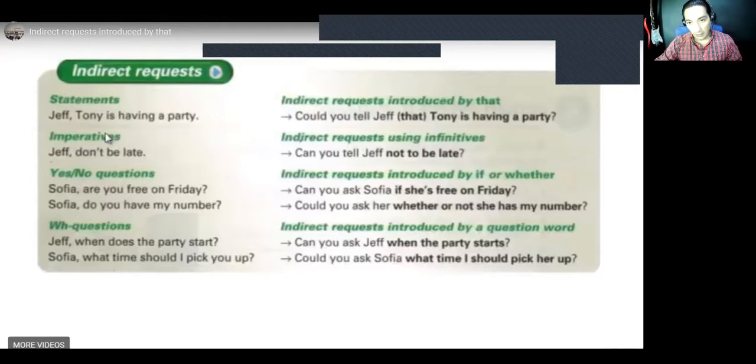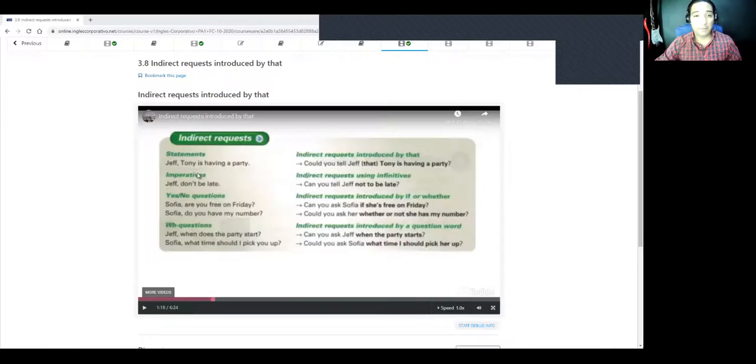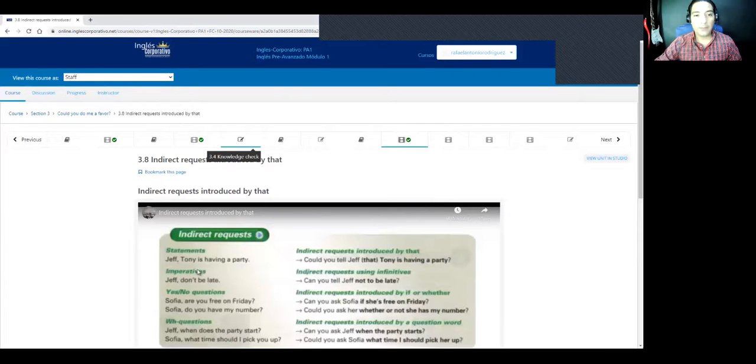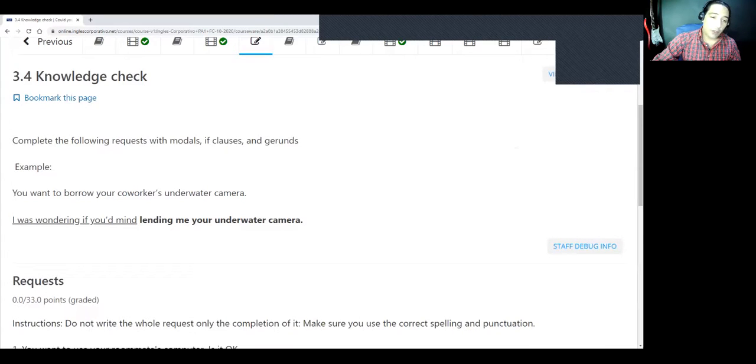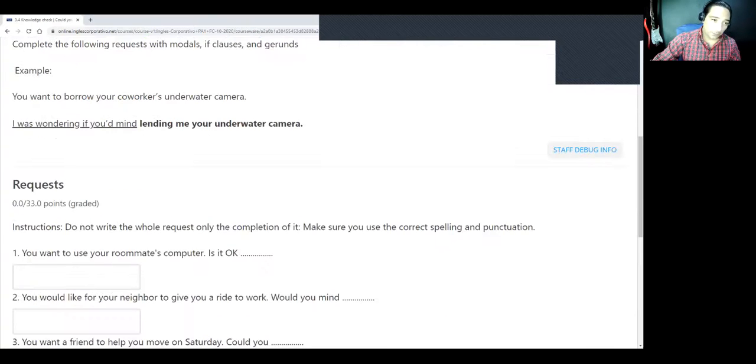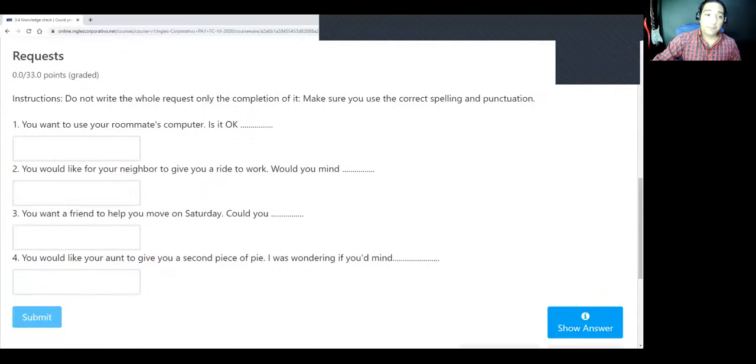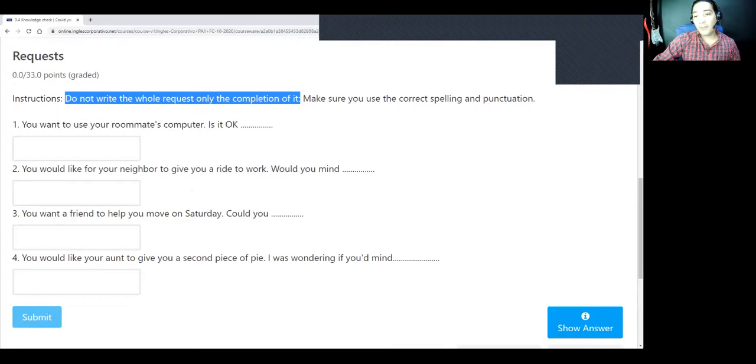Let's go with the platform itself to see what's going on. Por ahí me decían, teacher, tuve problema con el 3.4. Okay, good. Let's go part by part. It says, complete the following requests with modals, if clauses, and gerunds, which is what we are talking about. For example, you want to borrow your coworker's underwater camera. I was wondering if you'd mind lending me your underwater camera. Now, do not write the whole request, only the completion of it. Make sure you use the correct spelling and punctuation.